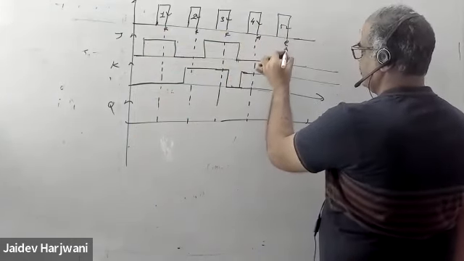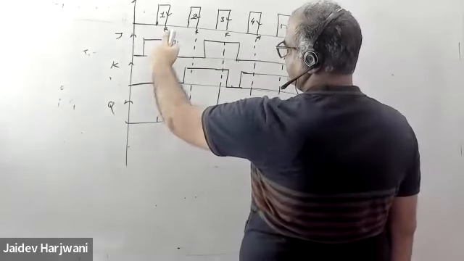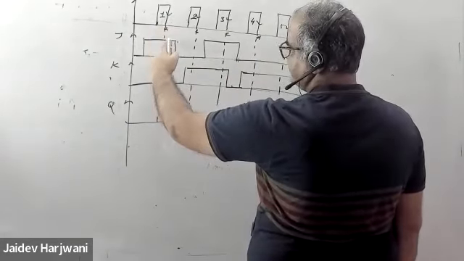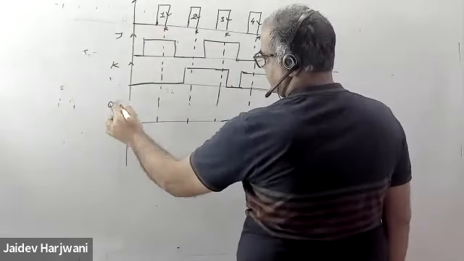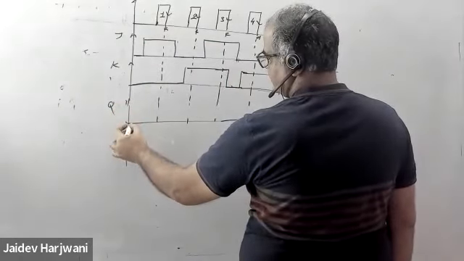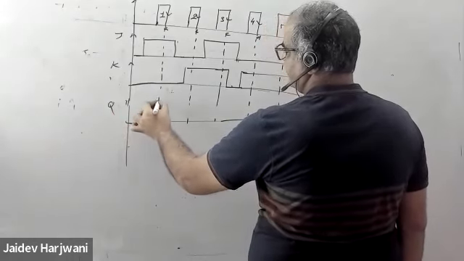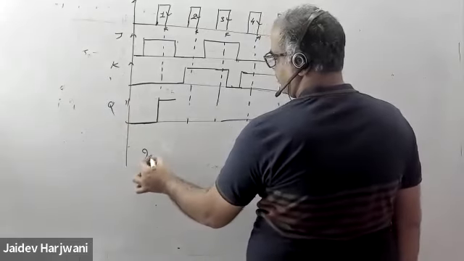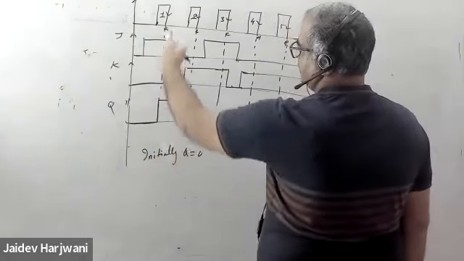Okay, now transition will take place here. Okay, at this point it is a 1 and it is 0, so it is what, set the state. So initially let us say I'm taking 0. Okay, I'm taking 0. At this point it becomes 1, initially Q is 0. Okay, so this becomes 1.